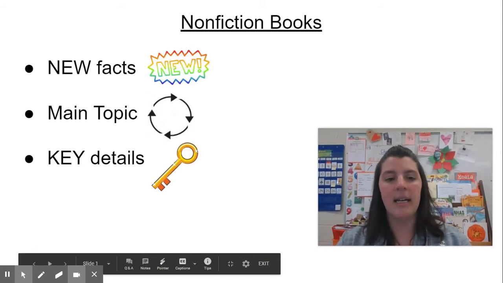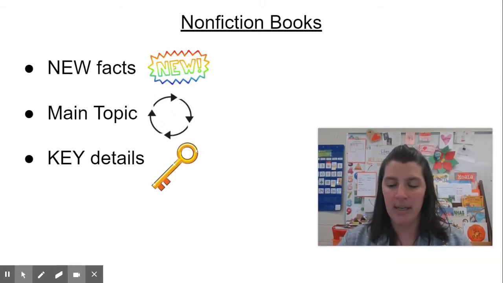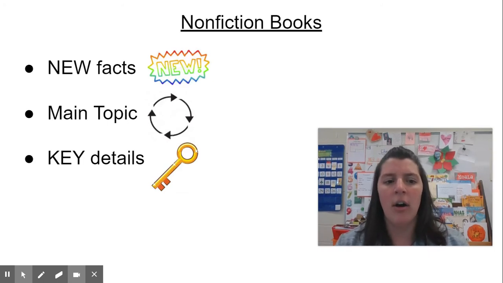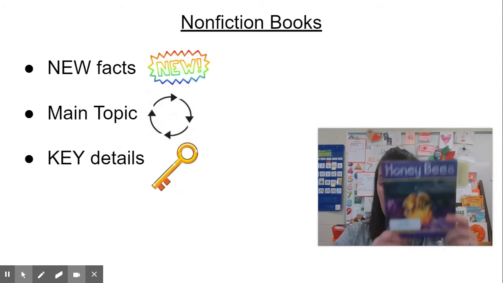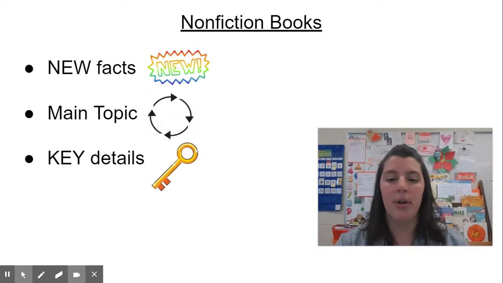The key details are things that are really important that we are learning, the facts or information that is really important. Sometimes we learn things that are not quite as important. So we need to think about and decide what facts we are learning that are the most important, or the key details. So let me show you an example of this with my book, Honeybees.